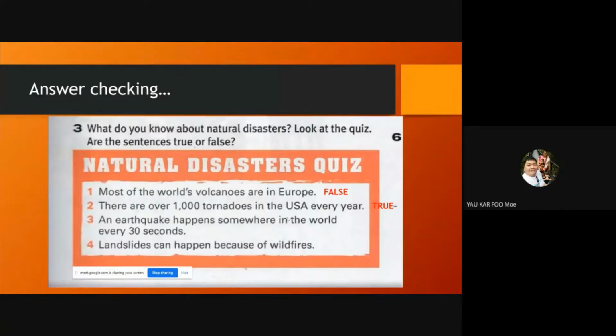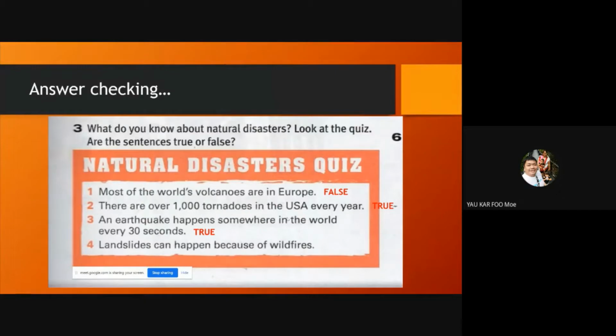False. Okay, your answer is false. An earthquake happens somewhere in the world every 30 seconds. Okay, the answer from Hafiz is false. Let's check the answer. I'm so sorry, Hafiz, your answer is wrong. The actual answer is true.